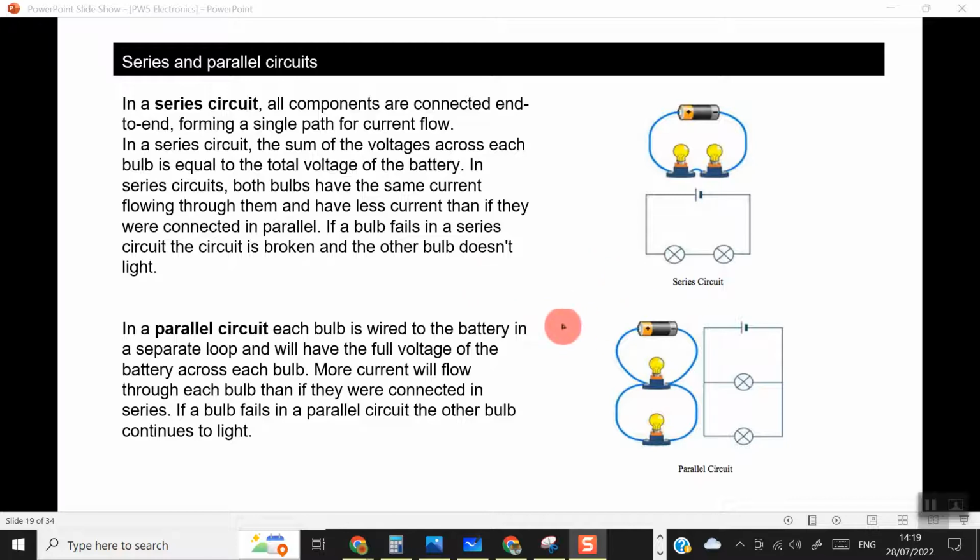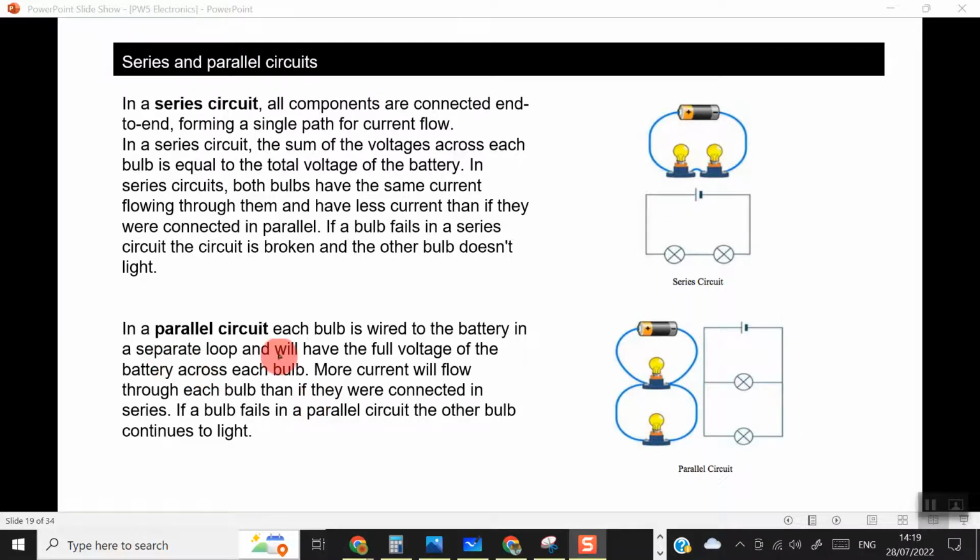So the next type of circuit is what's called a parallel circuit. So basically each of the components are parallel to each other. So here they're in series with each other, here they're parallel to each other. So we can see this in the diagram. We have our battery and then we have our two components, and they're parallel to each other. So in a parallel circuit, each bulb is wired to the battery in a separate loop. So we can see here, here's the battery, and we have one loop here, and then we have another loop here.